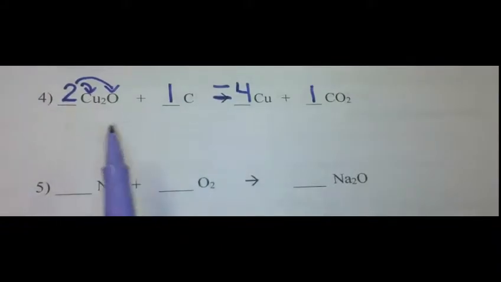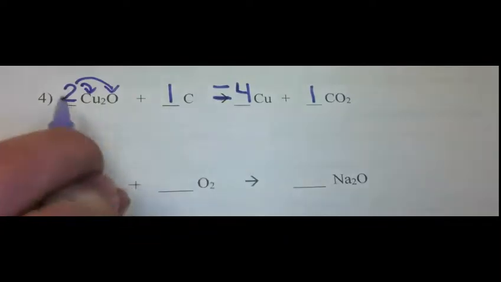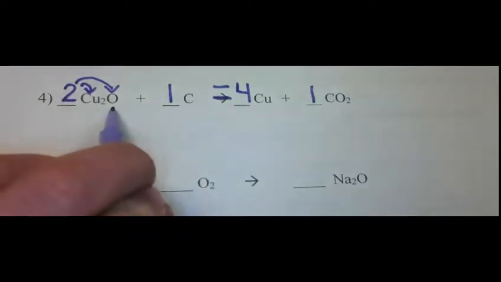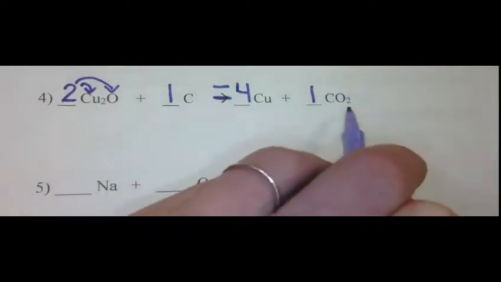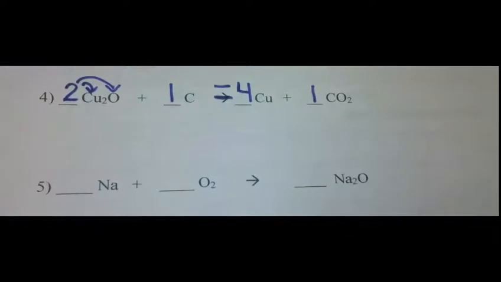So everything in the end, if I'm looking at the left side and the right side, I'm looking at the total amounts of the elements. 4 coppers, 4 coppers, 2 oxygens on this side, 2 oxygens on that side. 1 carbon on the left, and 1 carbon on the right. This equation is balanced. Okay, next one.